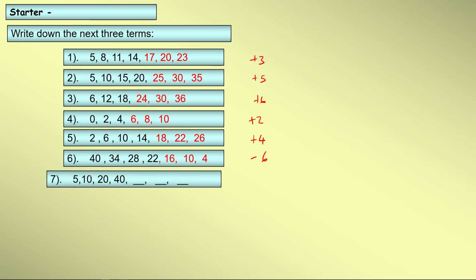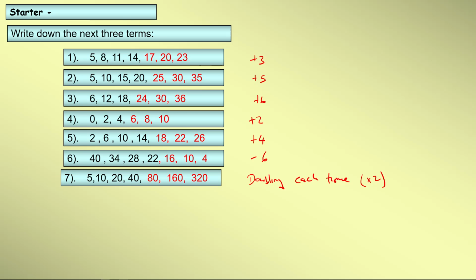Here it's going 5, 10, 20, 40. Something different's going on here. 5 times 2 is 10, times 2 is 20, times 2. So it's doubling each time. Or times 2. Okay. So 40 times 2 is 80, times 2 is 160, times 2.